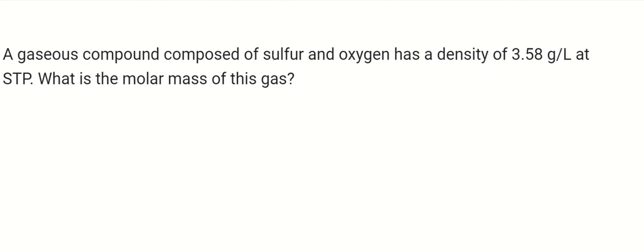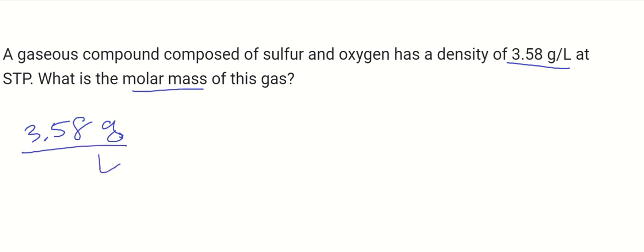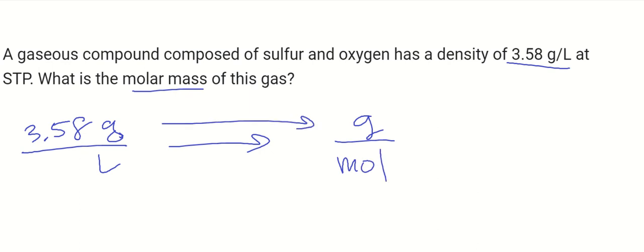All right, moving on. Gaseous compound, another one at STP. So molar volume is in play here. All right, but we're given what is this? We're given density and it's asking us for molar mass. So let's set it up. Grams per liter, that's density, and we want to take that to molar mass, which is grams per mole. All right, so notice we want to keep the grams. We don't want to get rid of that, but we do want to change liters and end up with moles.